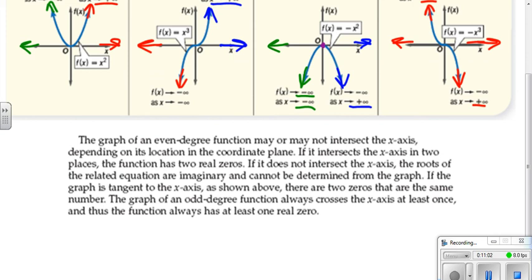The graph of an odd degree function always crosses the x-axis at least one time. And that makes sense, because if one end is going down and one end is going up, well, sometime you're going to have to cross that x-axis. So it crosses the x-axis at least once, and thus the function always has at least one real zero.